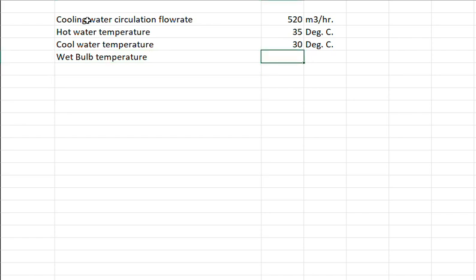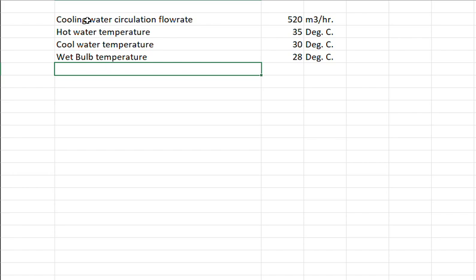The wet bulb temperature may vary from area to area. If you perform these calculations for a cooling tower in areas like the desert or hot areas where the humidity is on the lower side, you will get a different wet bulb temperature than if you check for humid areas, like seashore areas or industries located near the sea or coastal areas.